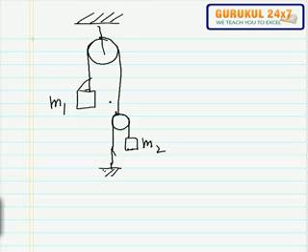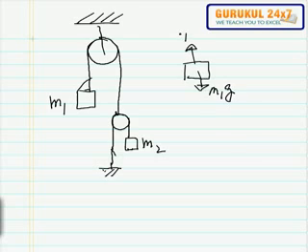So first of all, we identify our masses and draw their free body diagrams. For mass m1, let us draw the free body diagram. It has m1g acting downwards and the tension acting upwards. Now the thing with this problem is there are two ropes.